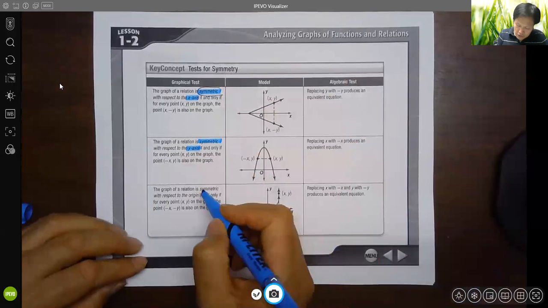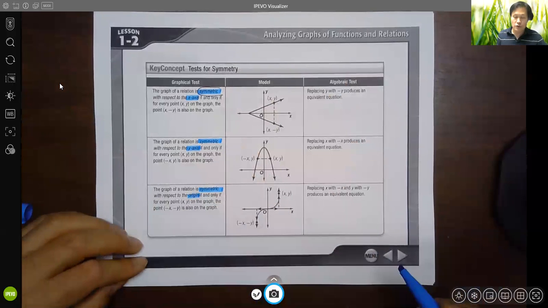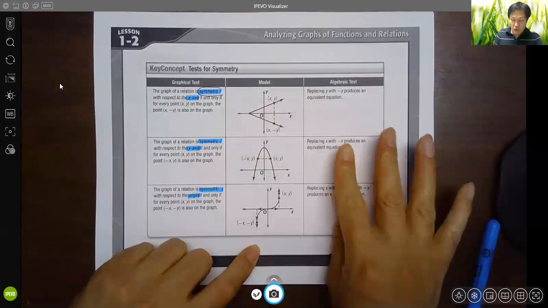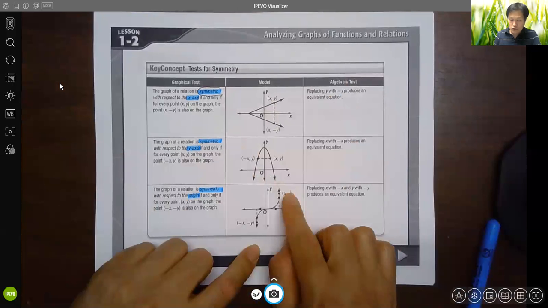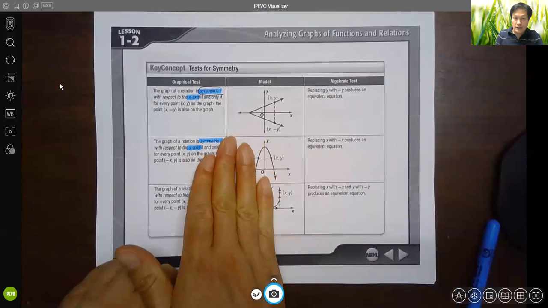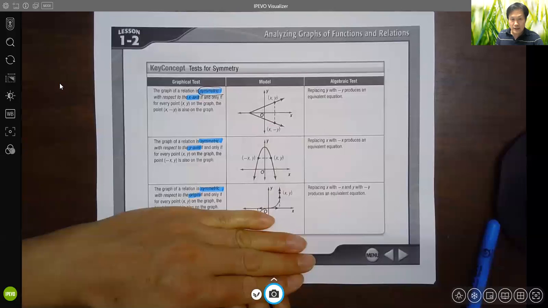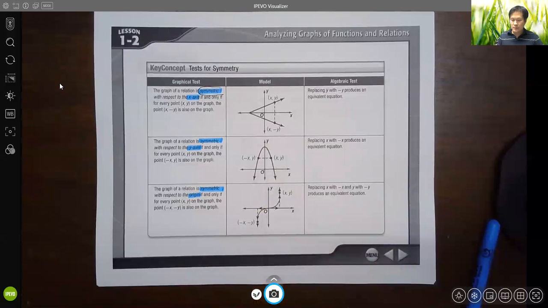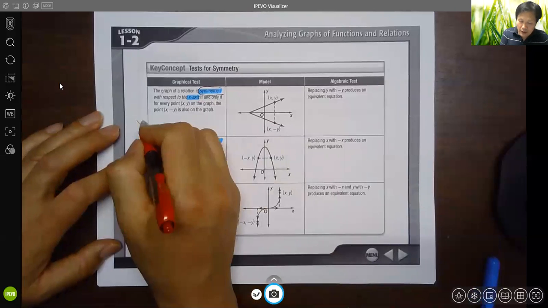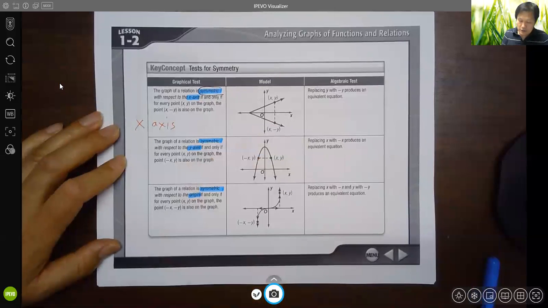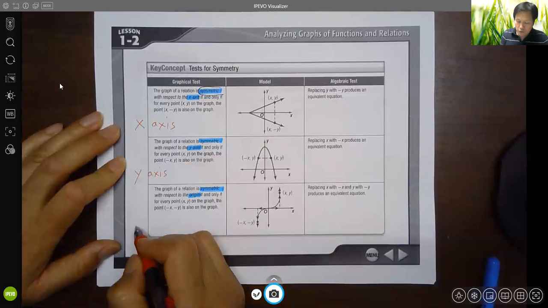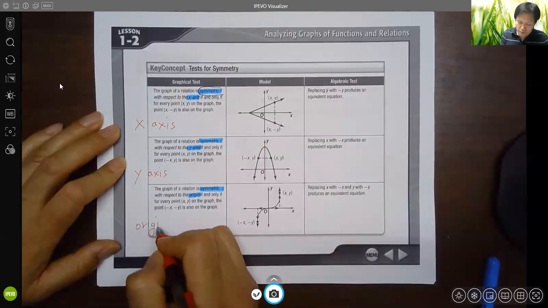Okay, this is called the symmetric over origin. Symmetric over origin means top right corner, this portion, you can reflect over y-axis, reflect over x-axis, then they will match. Okay? So again, this is reflection over x-axis. This is a reflection over y-axis. This is a reflection over origin.